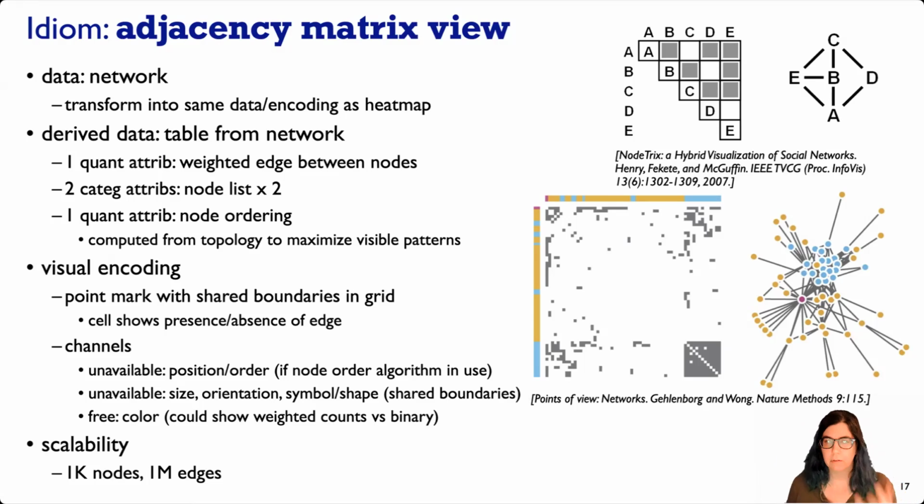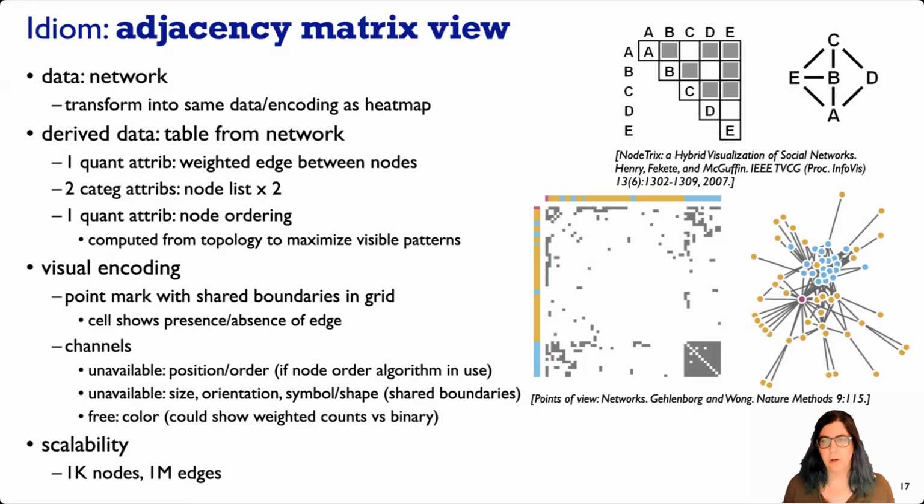Well, this is just like a heat map. So we have point marks that have shared boundaries in this grid structure. If the cell is on, that's showing the presence or absence of an edge. And you can see here we've got some adjacency matrix views side by side with a node link view of the same graph for a really, really small one and a slightly more substantial one.